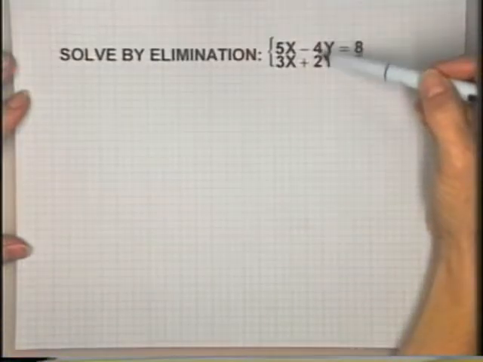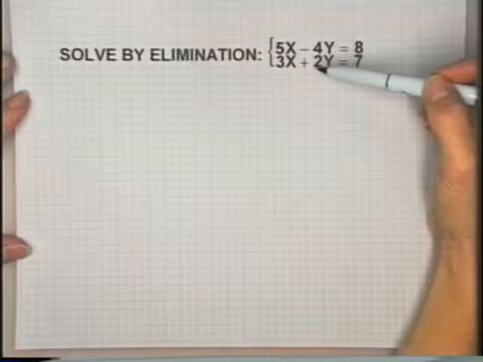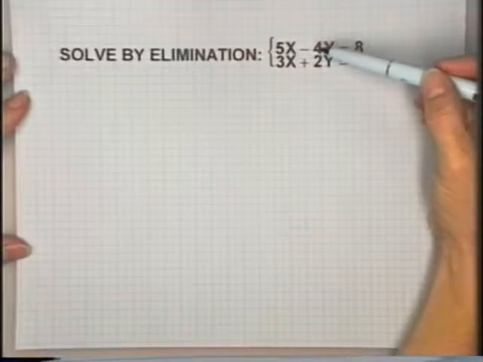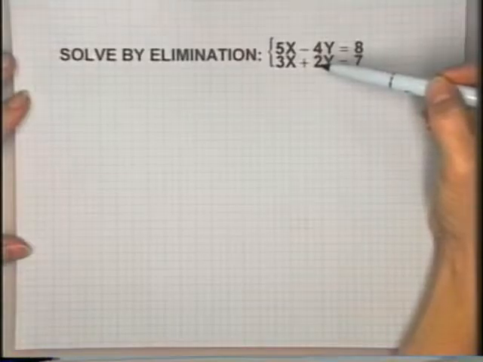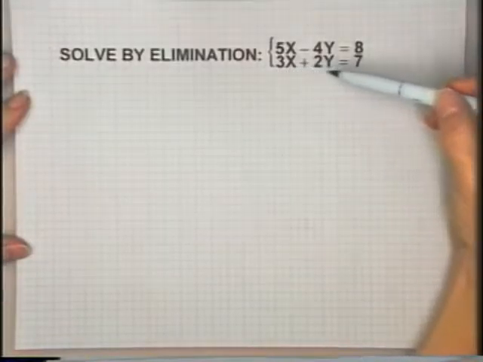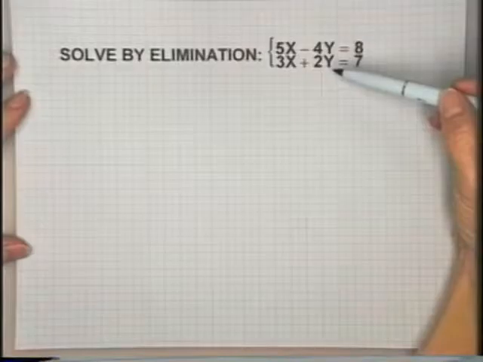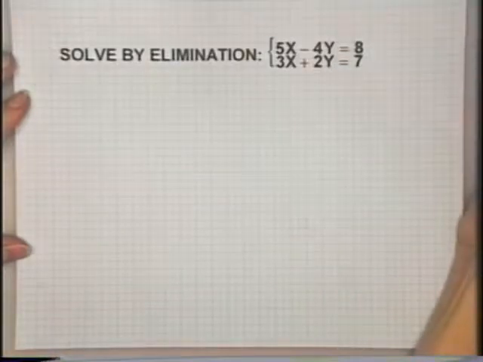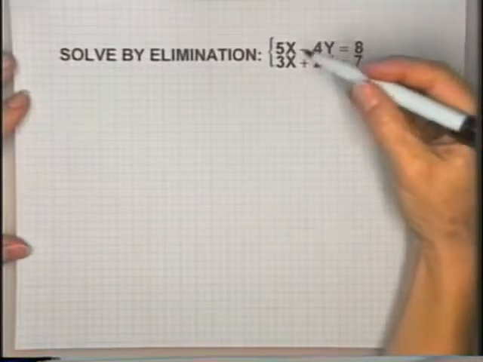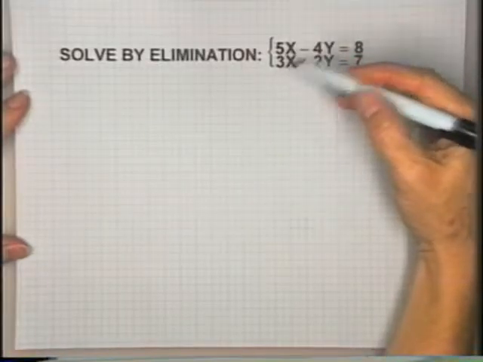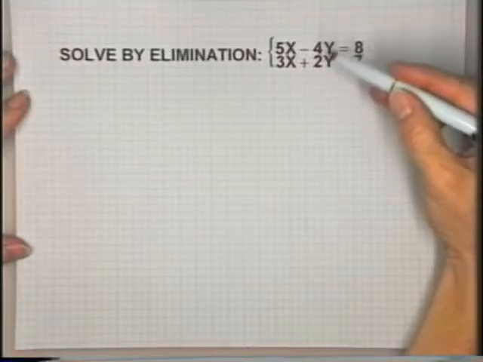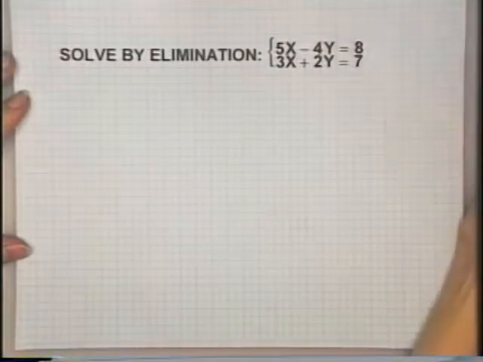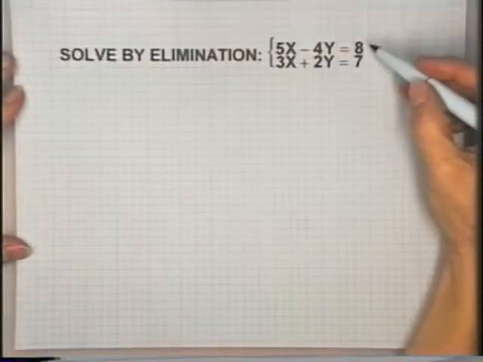Or, if I would rather, I can get opposites in front of y. So noticing I have a -4 here and a positive 2 here, I could easily change this into a positive 4 if I multiply this second equation by 2. And then I wouldn't even have to change my first equation. So either of those methods would be correct. Either get 15 and -15 here, or get positive 4 and -4 here. I think I'm going to go for the 4's in front of the y, just because that would be one less multiplication step I'd have to do.